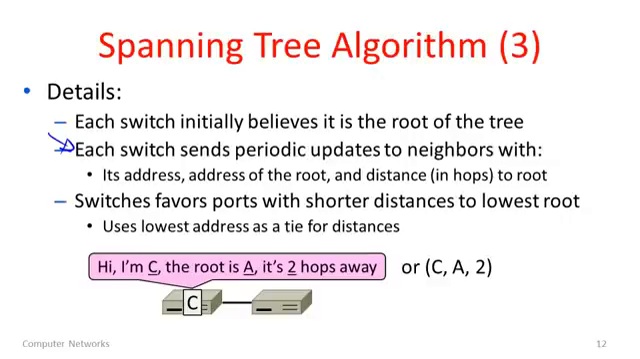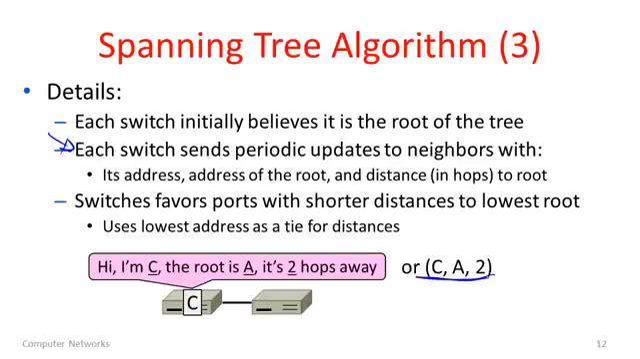Here's switch C. It's sending out a message. It might say to its neighbor, "Hi, I'm switch C. You know, I've heard that there's this great root of the network called A, and it's 2 hops away from me." We will abbreviate that message as CA2 when I write down what happens, or the state of a switch.